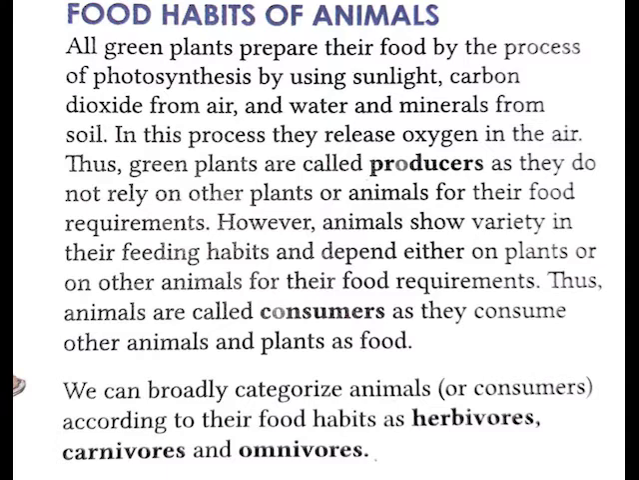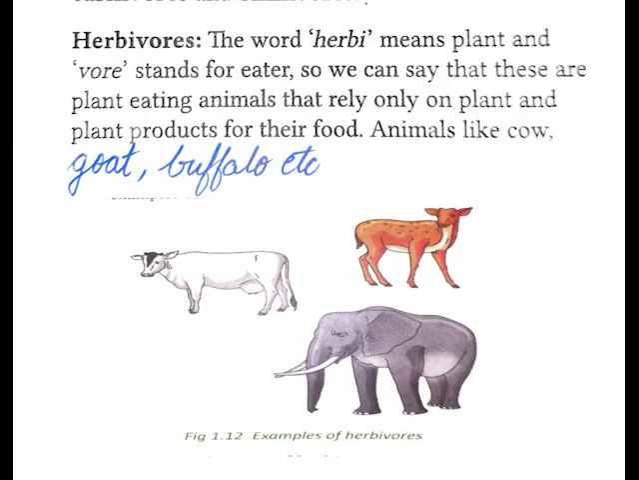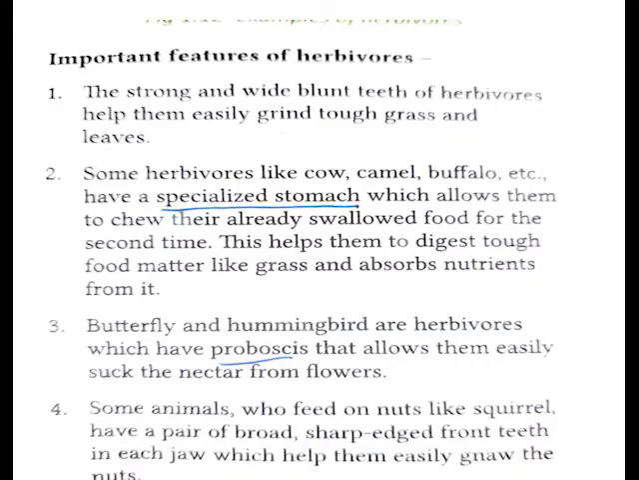Consumers are categorized into three categories: herbivores, carnivores, and omnivores. First is herbivores. The word herbi means plants and vores stand for eater. So these are the plant eating animals which depend upon the plants and plant products for their food. For example, cow, buffalo, deer, goat, elephant, etc.